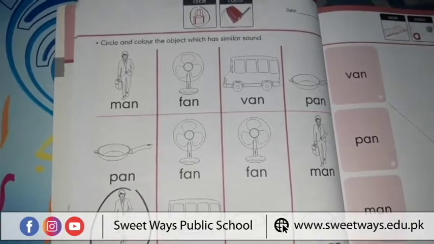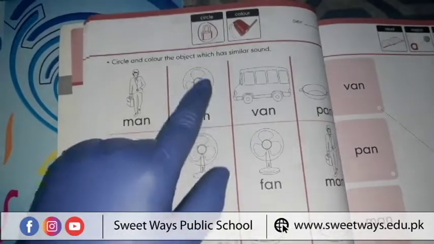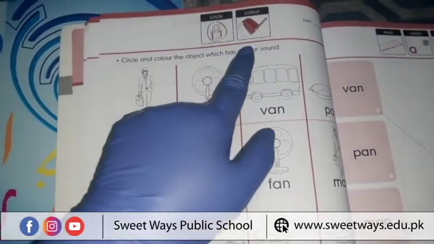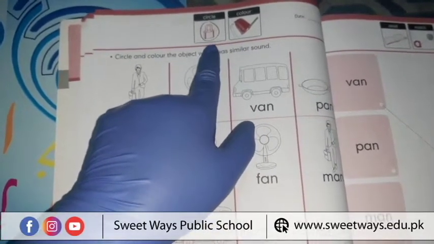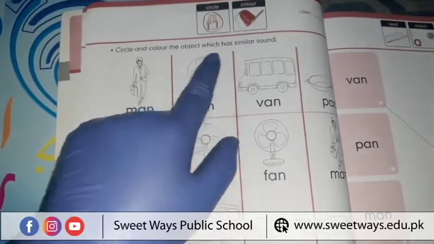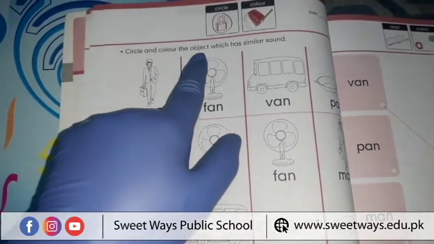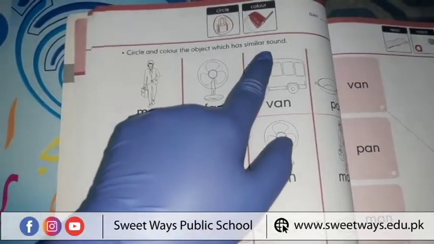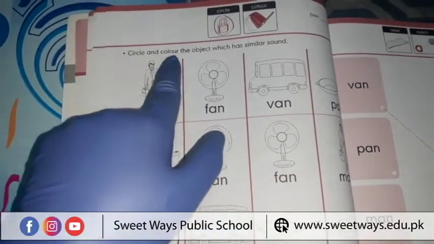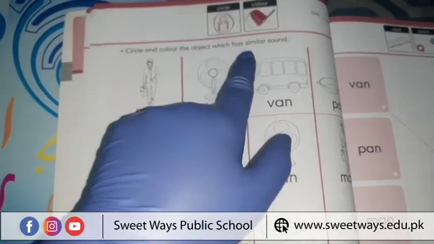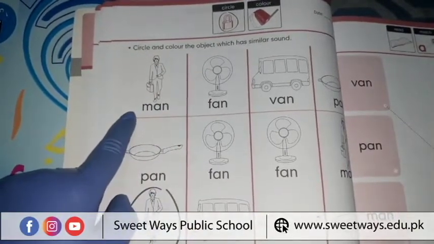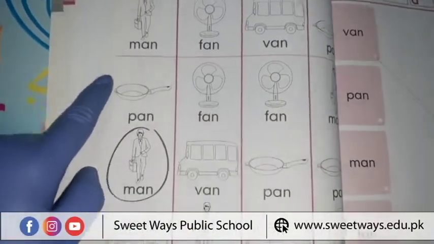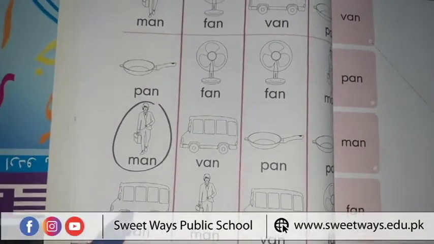Video lecture number 14. Circle, color. Circle and color the object which has similar sound. Tell the students to look at the first picture and find out the similar picture in this line.